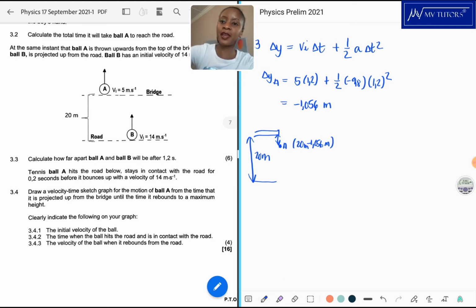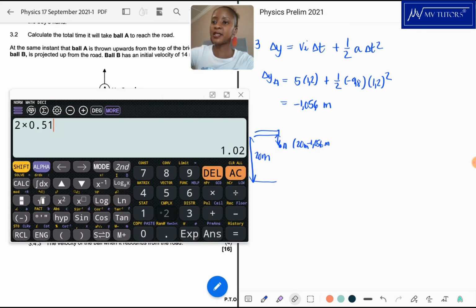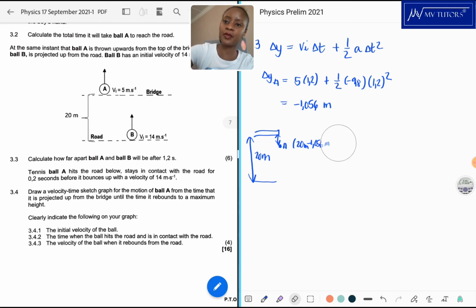So that value there will actually be 20 minus 1,056. So that's 18,944. At this point, I'm not really rounding off to 2 decimal places. Only my final answer will I round it off to 2 decimal places. So ball A is actually 18,944 meters above the road. Okay, so that's the position of ball A.